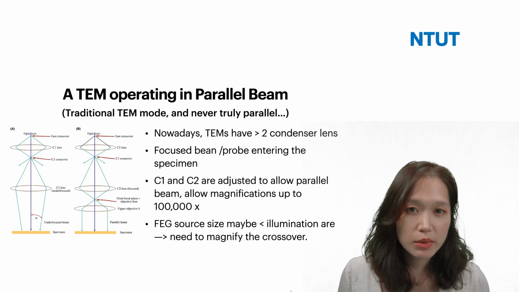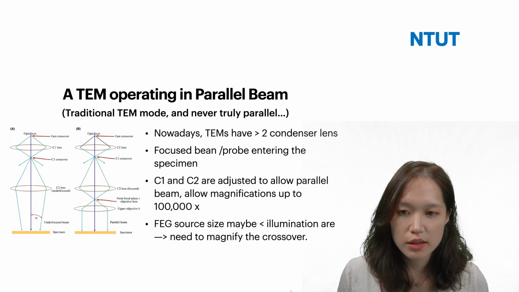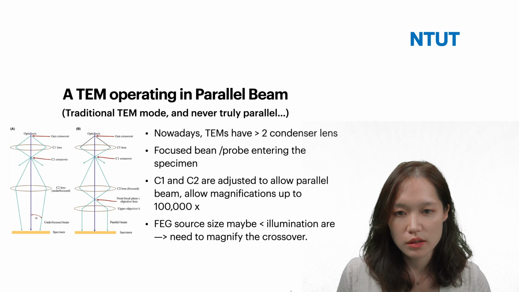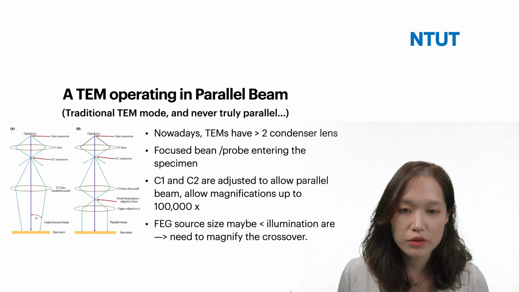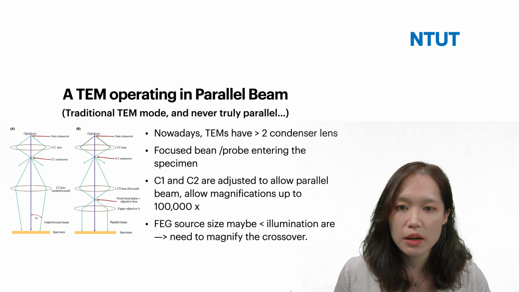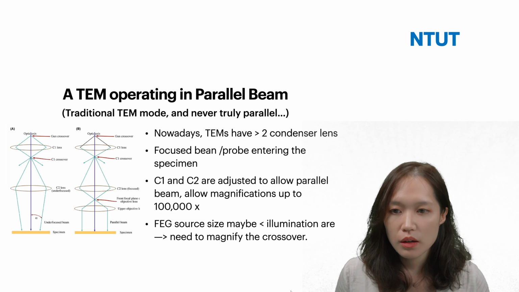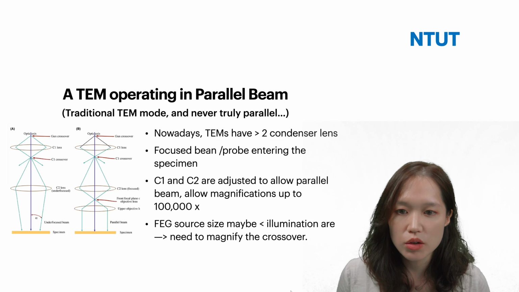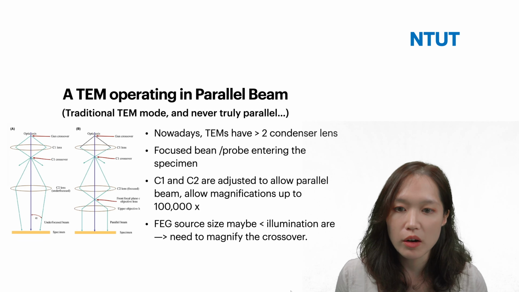Okay. As I mentioned earlier, TEM nowadays will never just have two condenser lenses. We simplified it to two condenser lenses, but it must have more than two to reach the standard we want nowadays. So the focused beam and the probe will enter the specimen, and we can see there is a C1 and C2, which will be adjusted to allow a parallel beam down the column, and then magnifications up to 100,000.